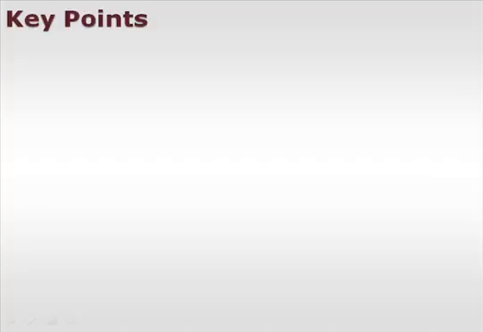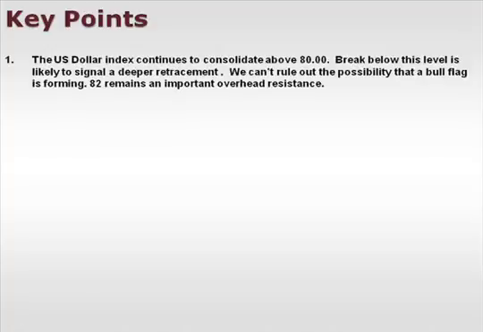Let's review our key points. First of all, the US dollar index continues to consolidate above 80. A break below this level is likely to signal a deeper retracement. We can't rule out the possibility that a bull flag is forming. 82 remains an important overhead resistance.